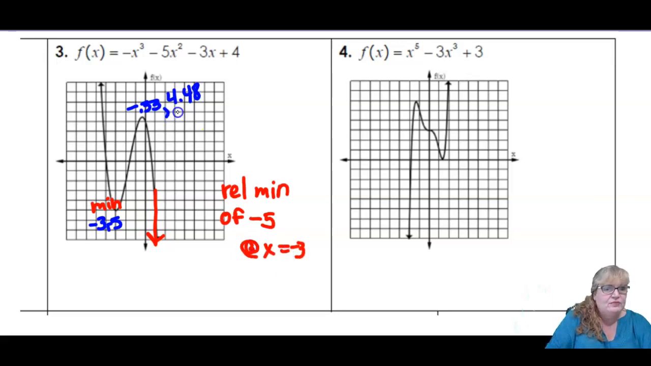And then up here we had a relative max because the arrow's going up. It does continue up. But in this general localized area, it had a direction change here, and the value of the function is 4.48, and that occurs at x equals -0.3.